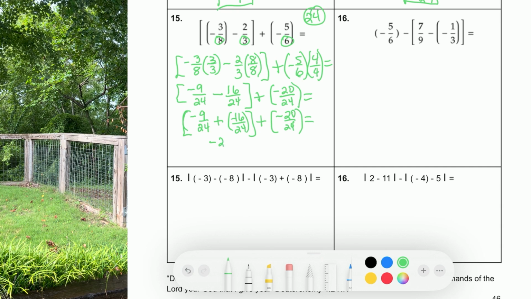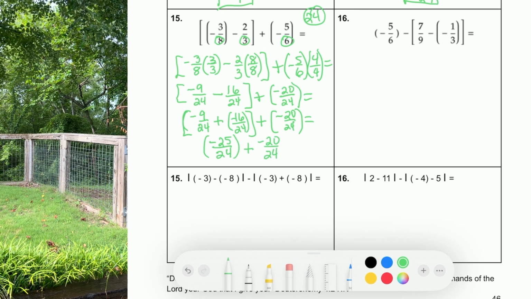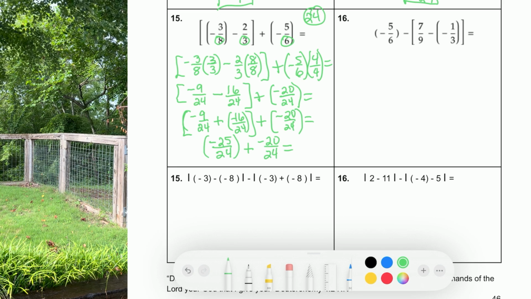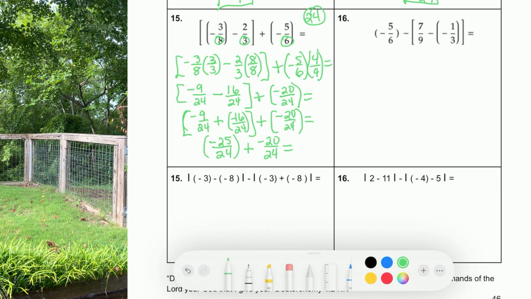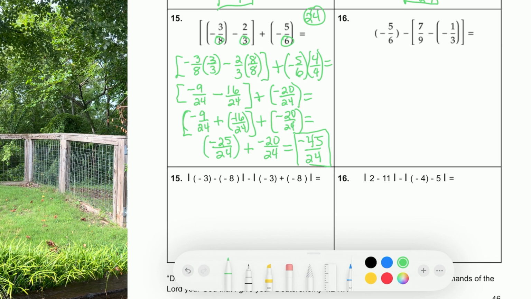So we have -25/24 plus -20/24. And at this point, we don't have to change anything anymore. We have an addition problem at this point, and we have 2 of the same sign. So we can actually add them and keep the sign. So that will be -45/24. And that's our answer. We can reduce it, and in your homework, you would probably need to reduce it. But for the sake of time, I'm not going to do that right now.